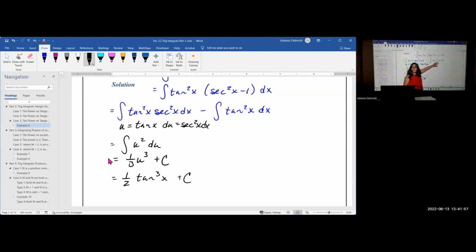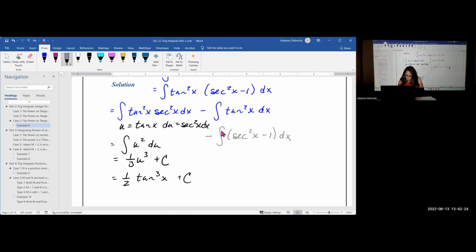What about the second one? Well, remember, if you have tangent raised to a power greater than 1, we pull off 2 and we convert it. Well, I only have 2. Then those are the 2 that I need to convert. So in the second one, I'm going to go ahead and convert. So I'm going to rewrite this one as minus the integral of secant squared of x minus 1 dx.